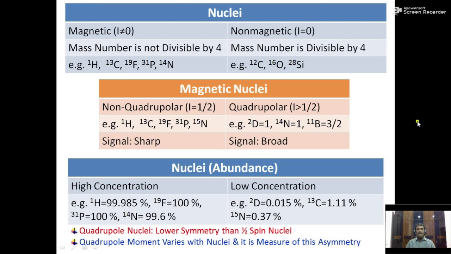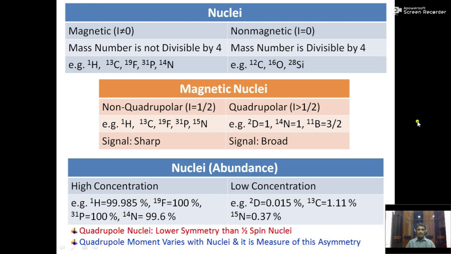Further, the magnetic nuclei are classified. When I is equal to 1/2, the nuclei are called non-quadrupolar nuclei, and when I is greater than 1/2, they are called quadrupolar nuclei. The maximum value of I can be 9 by 2. In the periodic table you can see various elements, and the maximum value of I may be 9 by 2. In case of the non-quadrupolar nuclei, we get sharp peaks in the NMR spectrum, while in case of the quadrupolar nuclei, we get a broad signal.